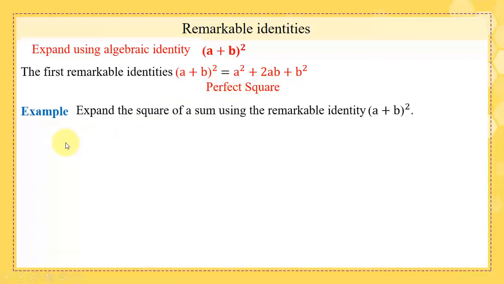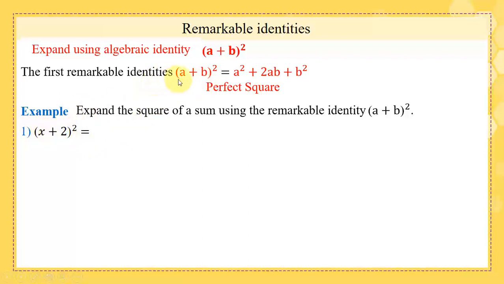Example: expand the square of a sum by using the remarkable identity (a plus b) squared. 1. Here we have the expression (x plus 2) squared. It is the square of a sum. The left side is a perfect square. So we can apply the first remarkable identity.